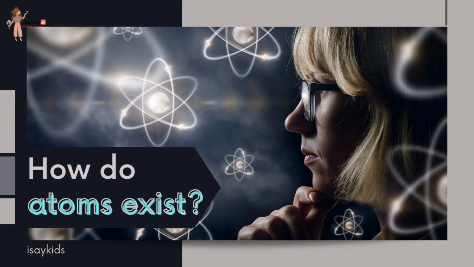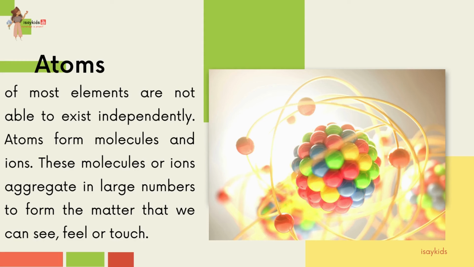How do atoms exist? Atoms of most elements are not able to exist independently. Atoms form molecules and ions. These molecules or ions aggregate in large numbers to form the matter that we can see, feel, or touch.